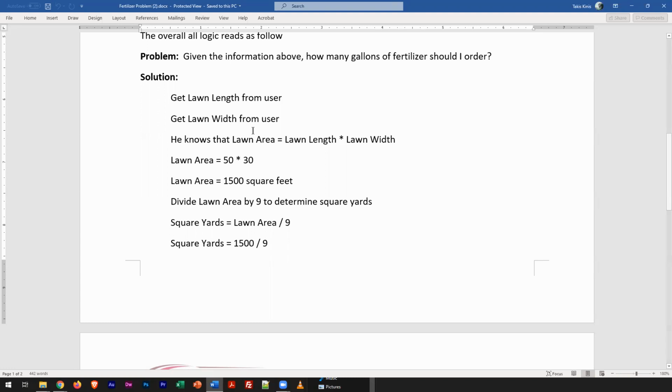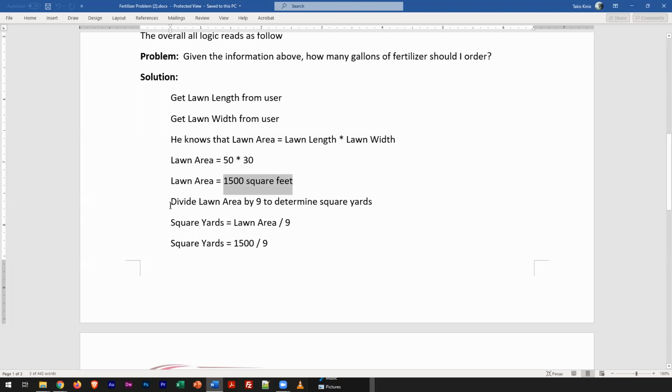Input from the user. Then he takes the information that he knows, the basic formula that lawn area equals the length times width. And I want you to notice that the thing we're trying to calculate in the equation is placed on the left side of the equation, because that's how we write program code, right? So we take that formula, we plug in the numbers, so we ultimately determine that the lawn area is 1,500 square feet. Now we need to convert to square yards.